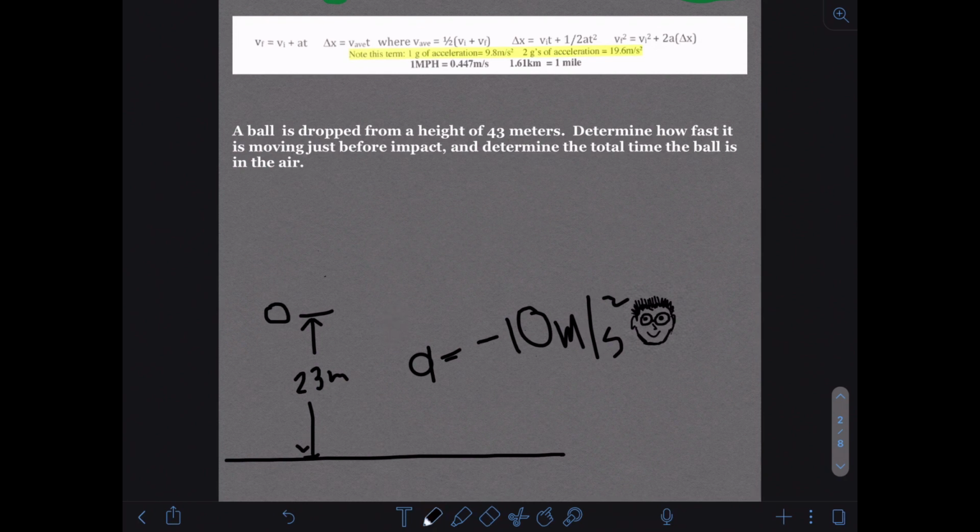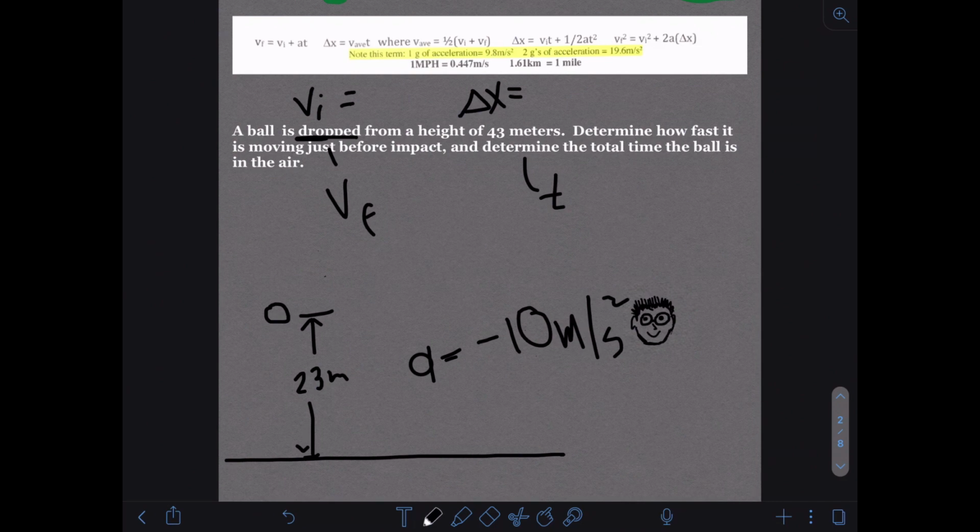So there are a couple of other keywords in here. It's dropped. Guess what? VI is 0. Height of 43, that's going to be your delta x. Don't get confused. X is just displacement. It's just going to be a variable. We're going to use x to mean vertical as well here. How fast is it moving before impact? That's going to be my VF, and then determine the total time.